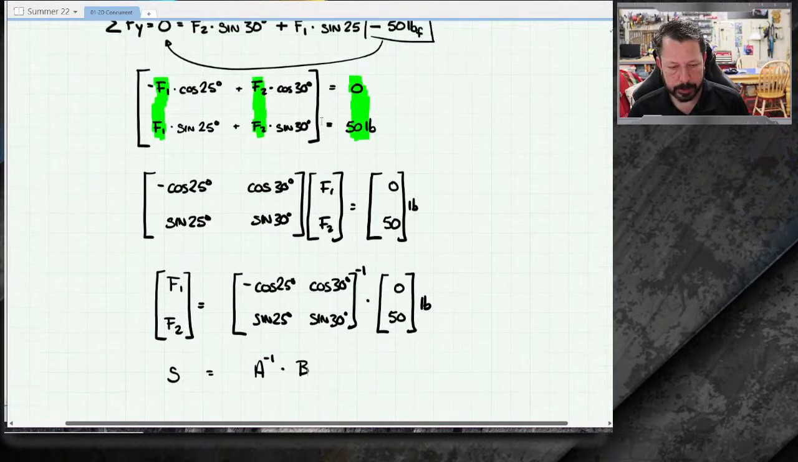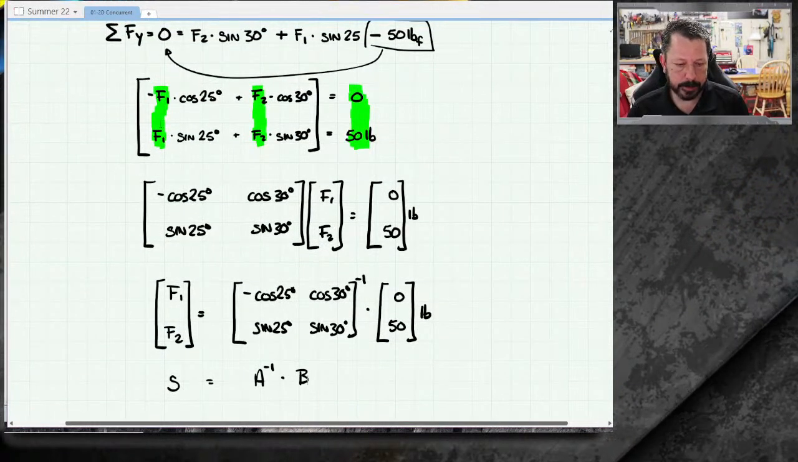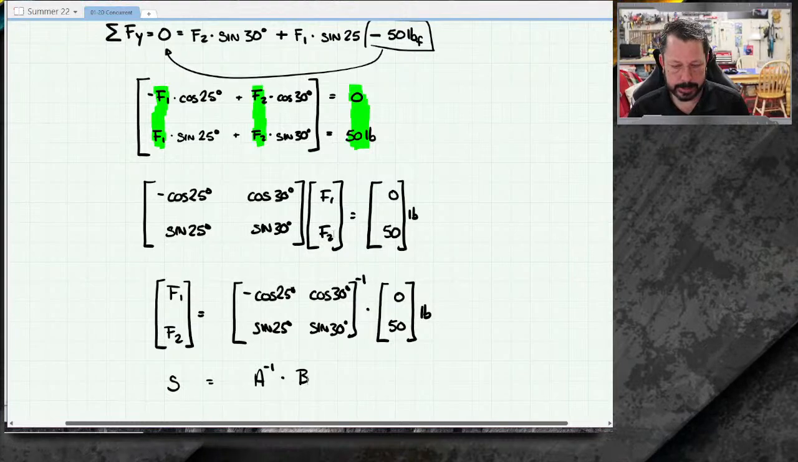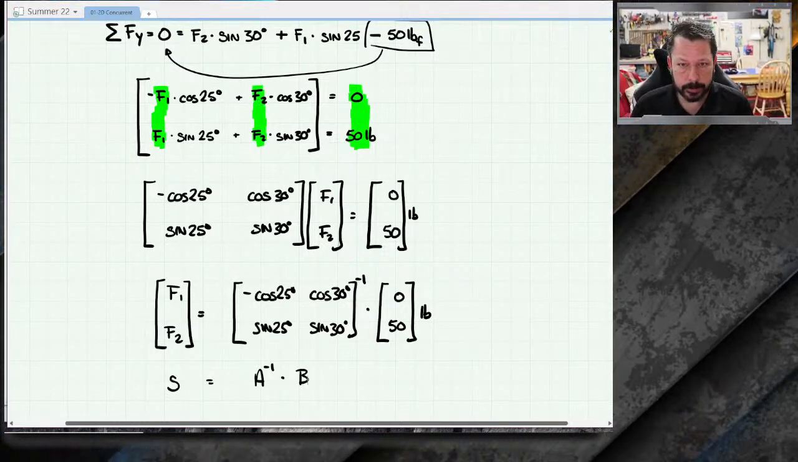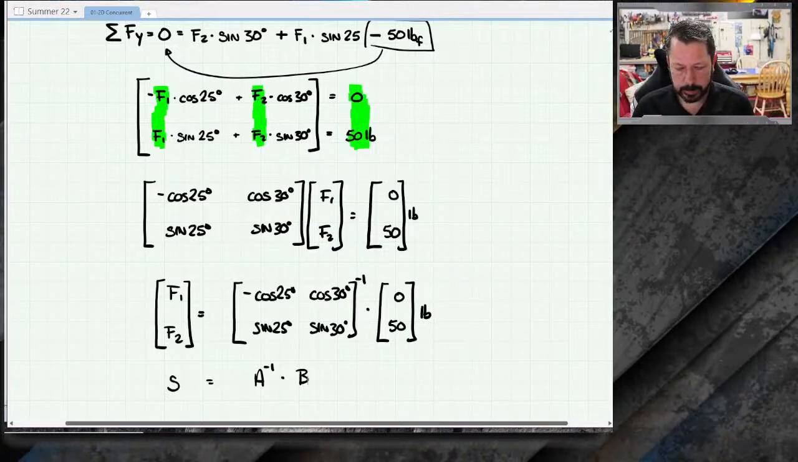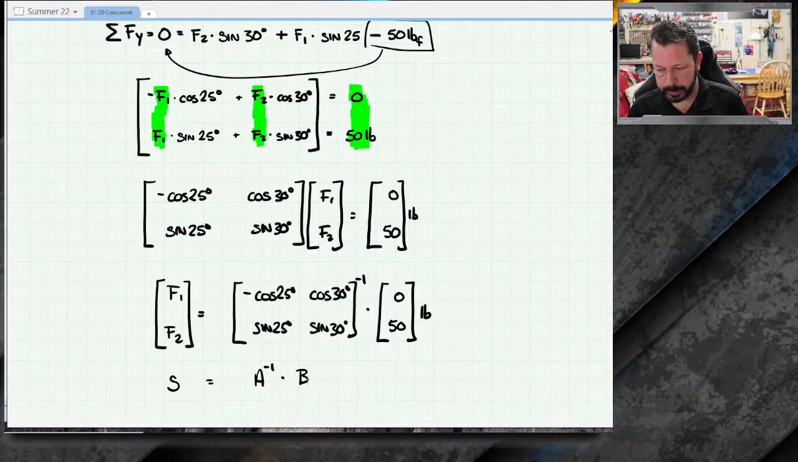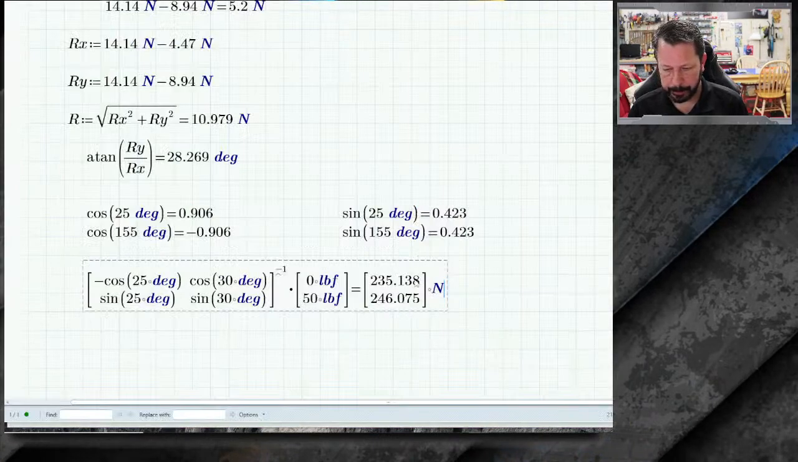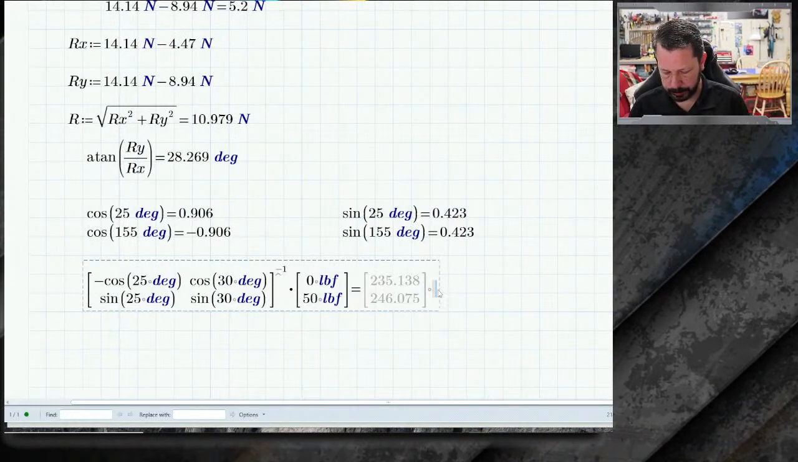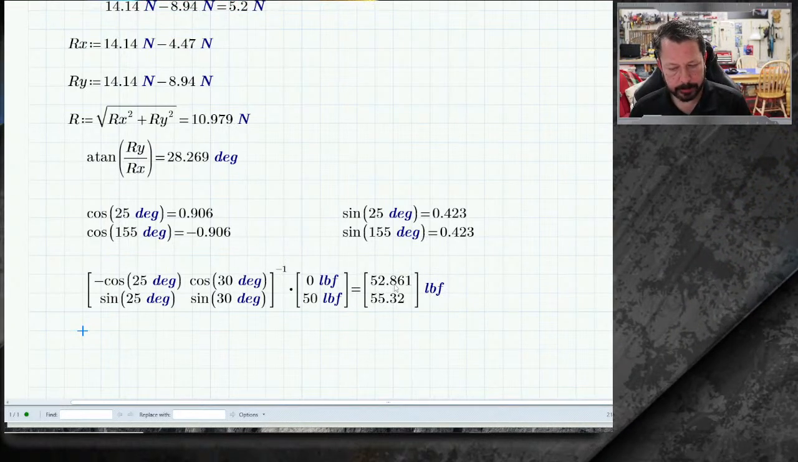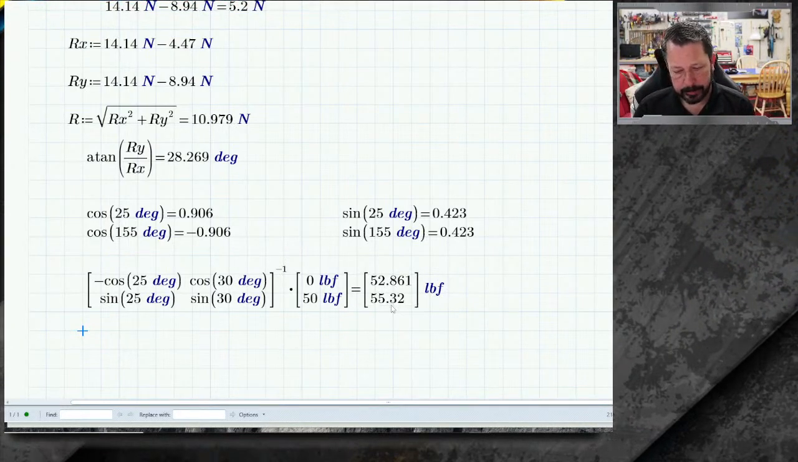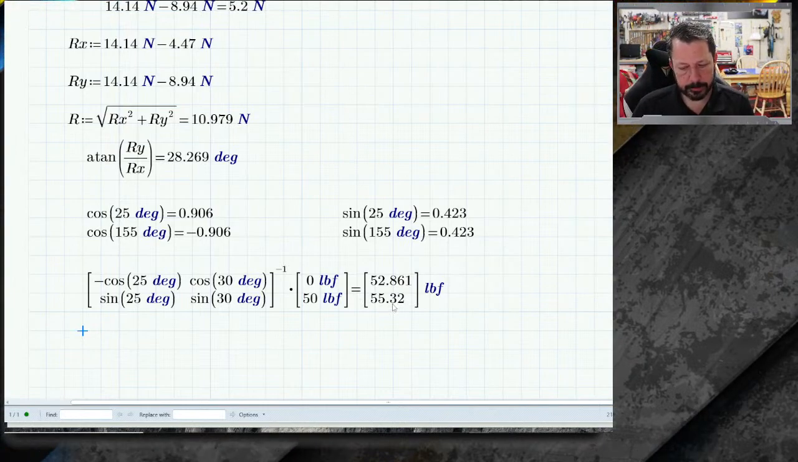F1 is in the top spot because I put it in the first column over here, and F2 is in the second spot because I put it in the second column. If I had an F3, it would be in the third spot if I put it in the third column. So what this says is that, oh, that's in newtons. Let's put it in pound force. 52.8 pounds of force in cable 1, 55.3 pounds of force in cable 2.